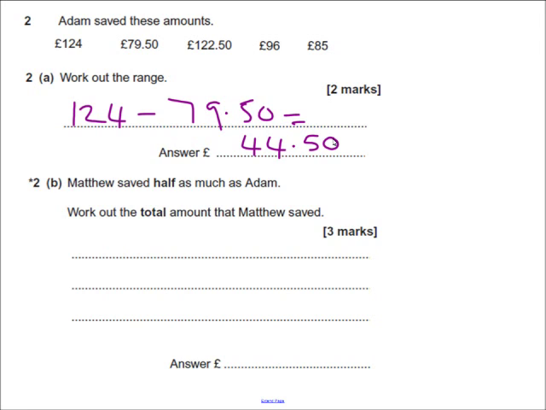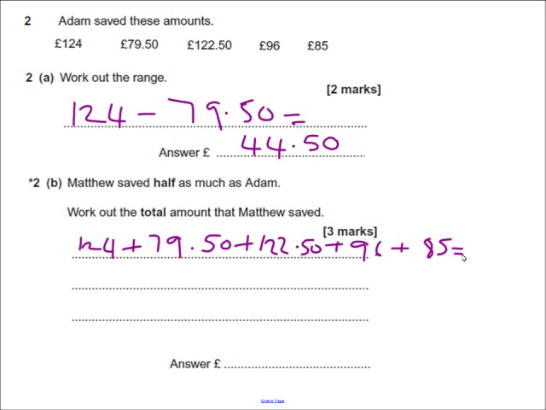Matthew saved half as much as Adam. Work out the total amount that Matthew saved. Here you need to add all of the amounts that are given above and then divide by 2. So Adam saved 124 plus £79.50 plus 122.50 plus £96 plus £85. Now again, don't take any chances and put all of this into the calculator.